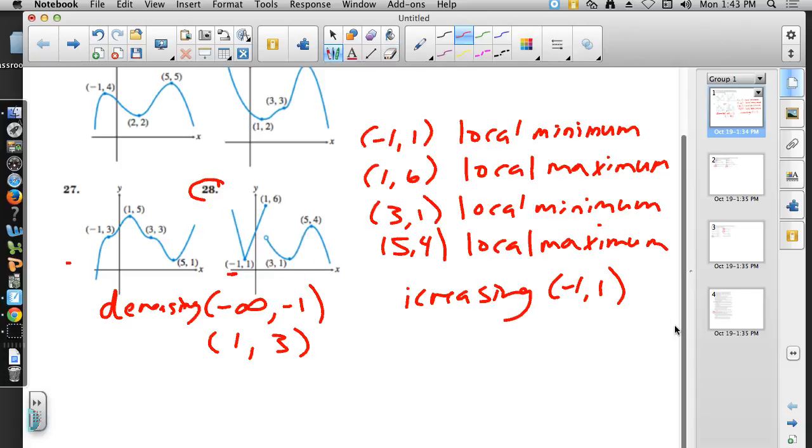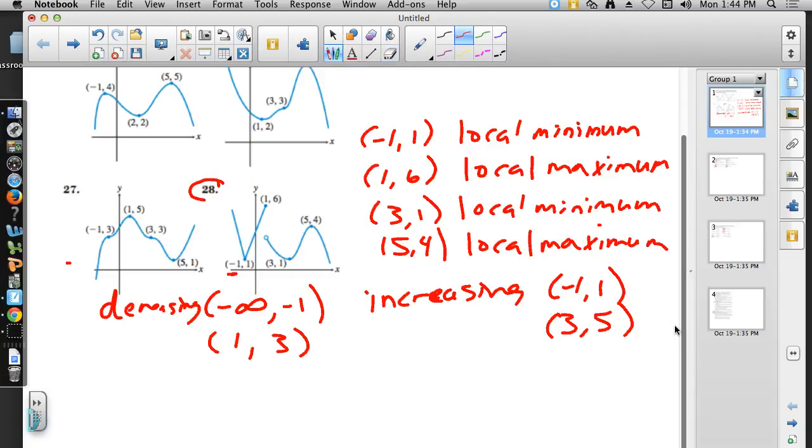And again, I know when you looked at the answers, you probably saw some closed brackets, but as we talked about in class, we are going to just use open brackets whenever we are talking about an interval, and that was an interesting way for me to spell increasing. All right, now from 3, 1 to 5, 4, we are increasing again. So that was from 3 up to 5 with the x values.